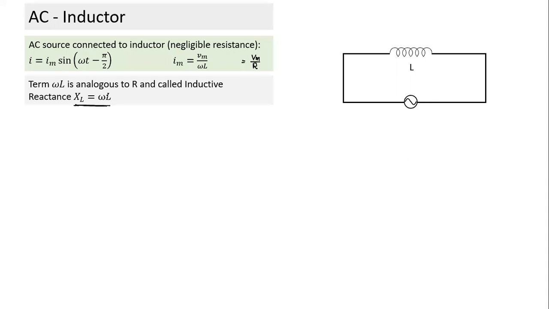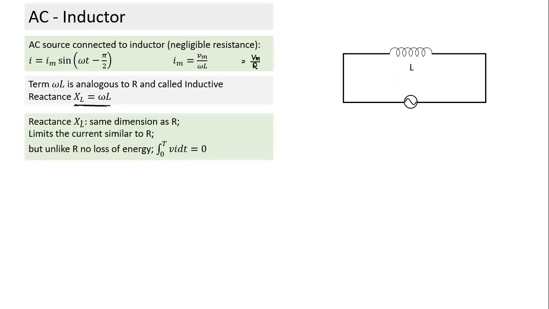It not only depends on the property of the inductor, it also depends on the angular frequency of the source. As the angular frequency of the source changes, inductive reactance also will change. So reactance XL has the same dimension as R. Resistance also limits the maximum value of current. Here also XL limits the maximum value of current in the circuit. So in that respect it is similar.